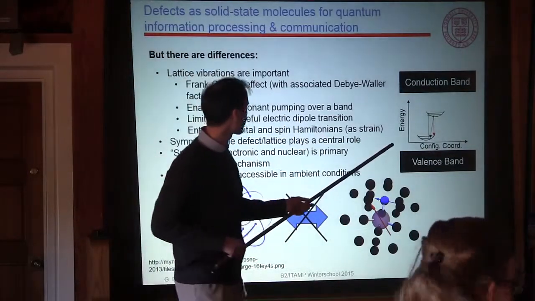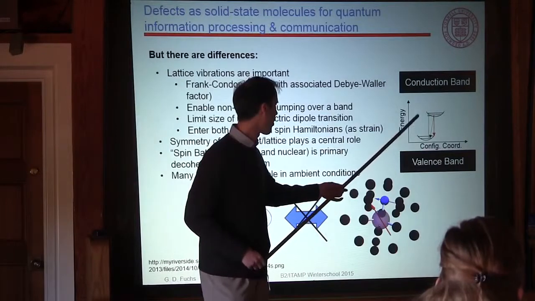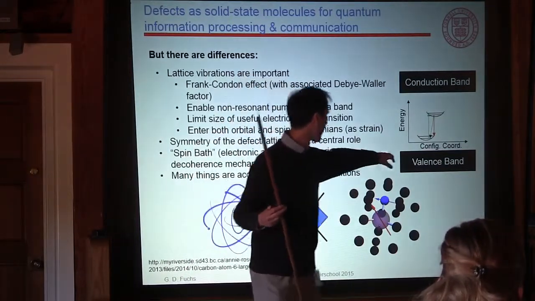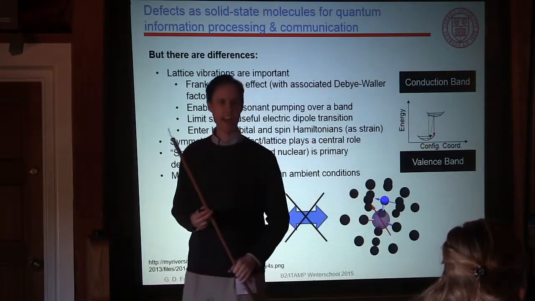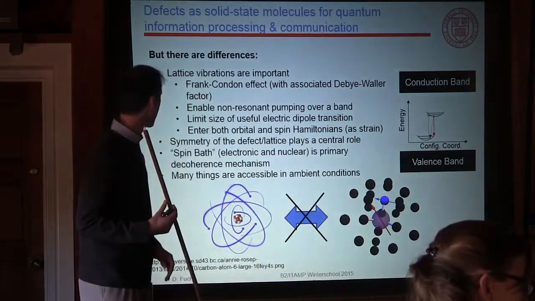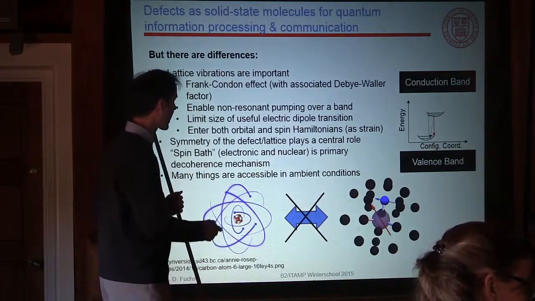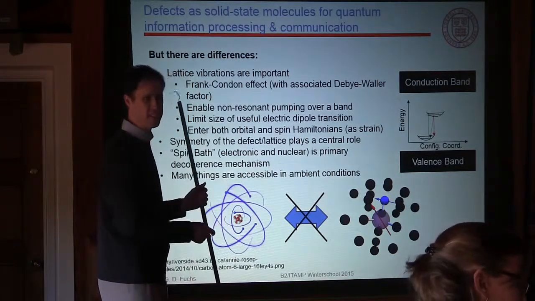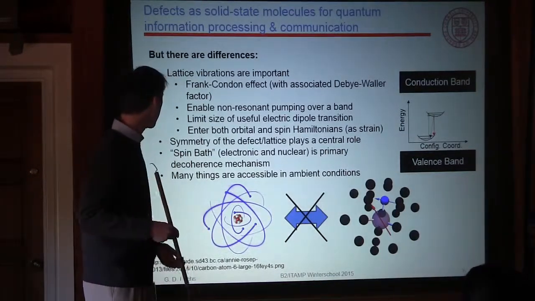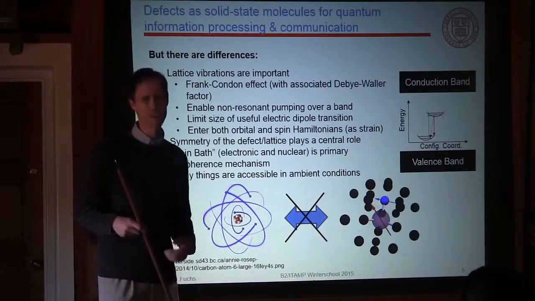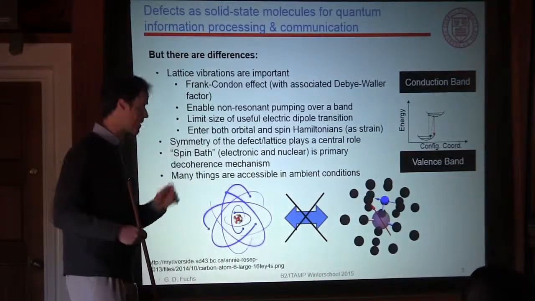Basically, I'll get into the detail later, but if you look at a diagram of the orbital transition, you have something like this, where the equilibrium atom positions for the ground state and the excited state are different. That leads to all sorts of interesting effects, but one of them is the creation of a photon absorption sideband. That's actually the origin of why I can pump with higher energy photons and still have them be absorbed by the defect. That's useful because it's convenient, but it also effectively limits the size of the electric dipole transition for quantum optics. So for that type of thing, it's bad. It's kind of a double-edged sword.